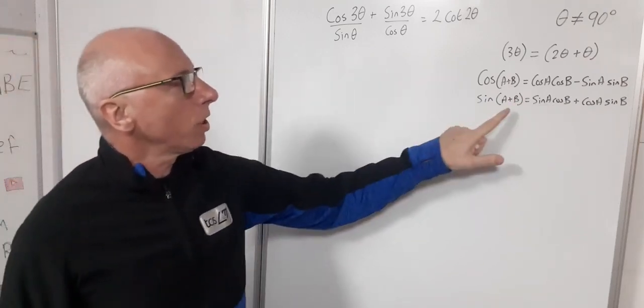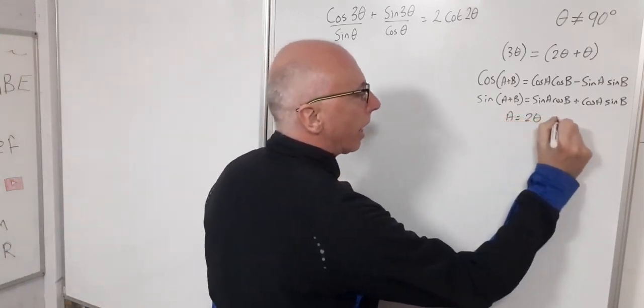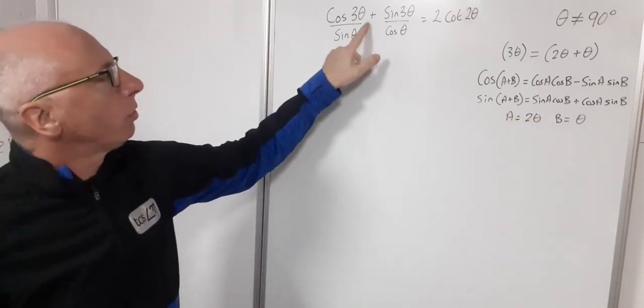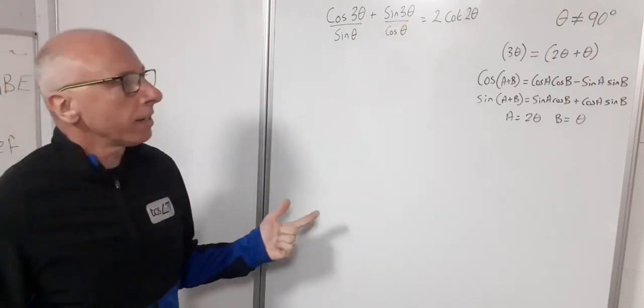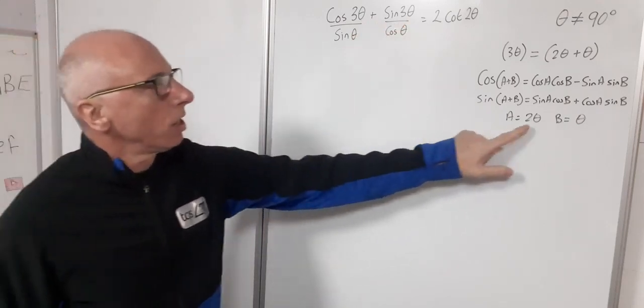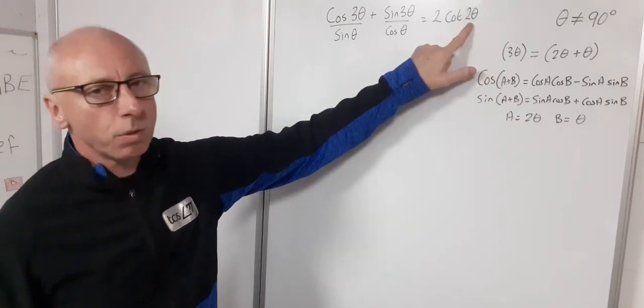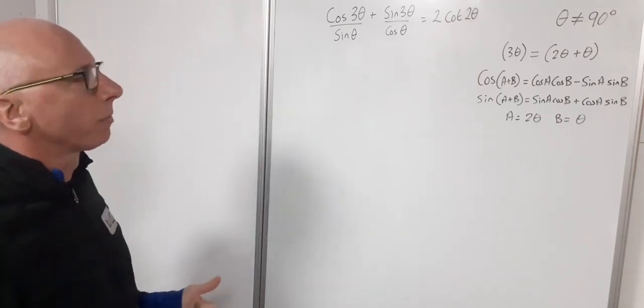So now what we could do is, if we set a equals 2 theta and b equals theta, we could use the sum rule for our numerators in these fractions. So let's go with that and see where that takes us, because it looks like if we've got a 2 theta, something good might happen here to end up with a 2 theta just like we've got on the right hand side. So that seems the way to go.